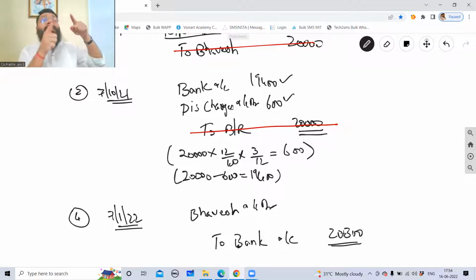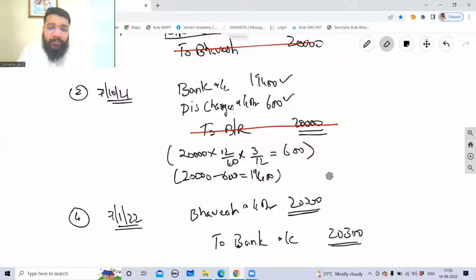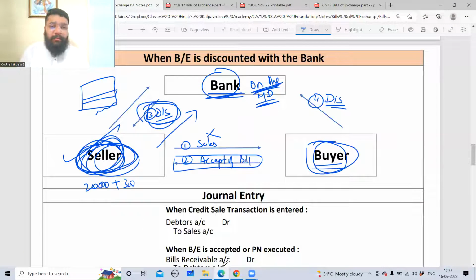So the bank will recover the noting charges from Amar. Amar in return will recover money from Bhavesh. So Bhavesh 20,300. We paid this 20,300 and now we are recovering from Bhavesh. So Bhavesh account debit to bank 20,300. Any problem here, please?